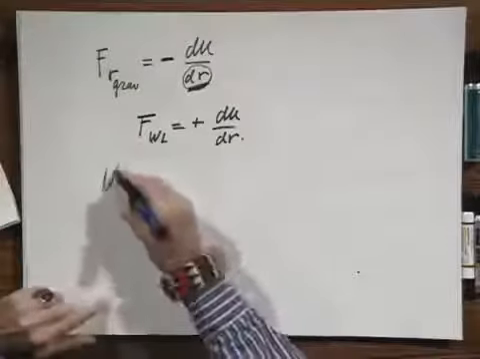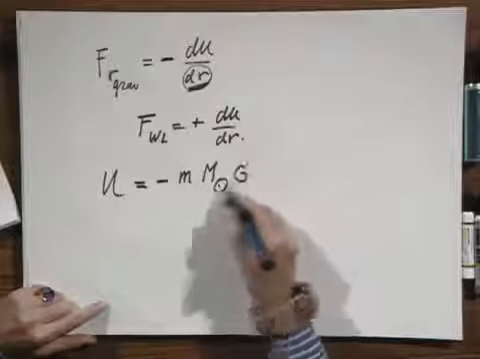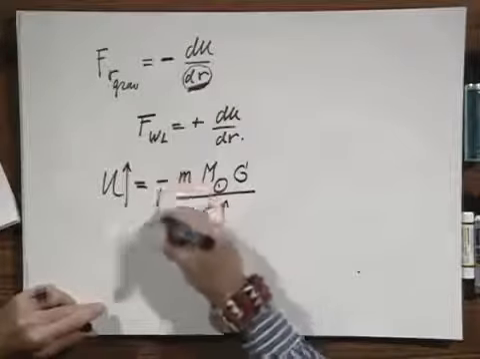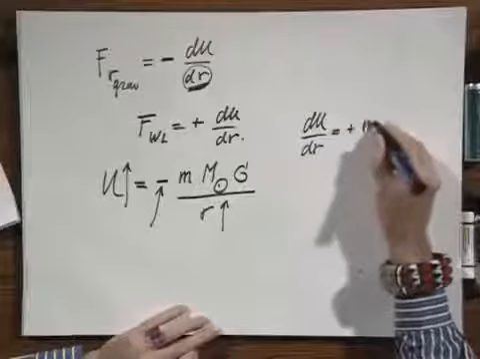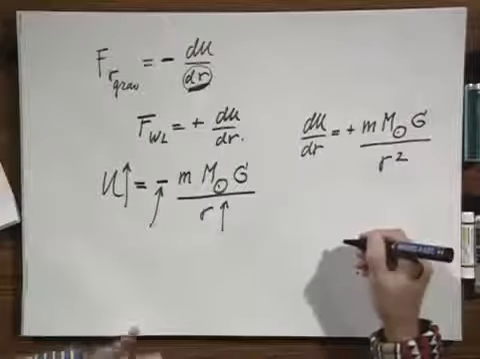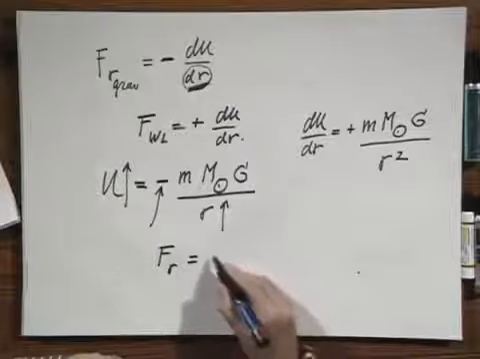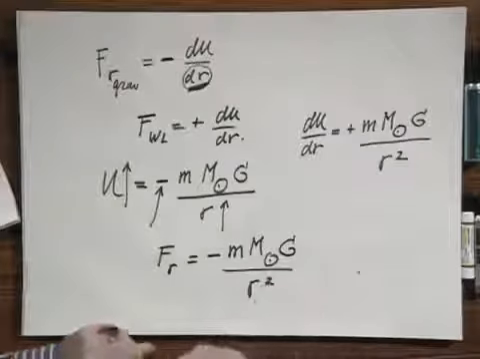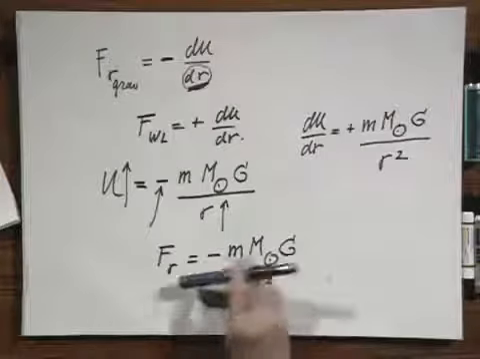So U, in the case of gravity with the sun, equals minus m, m sun times G divided by r. Notice that when r increases, U increases because of this minus sign. Now dU/dr equals plus m, m sun times G divided by r squared. So F in the radial direction of gravity is minus dU/dr. So F in the radial direction equals minus m, m sun G divided by r squared. And the minus sign then indicates that it is pointing in the opposite direction as increasing r.